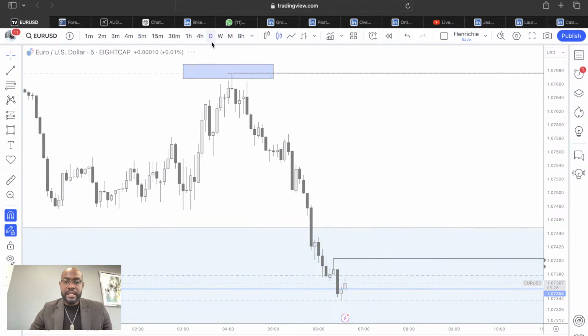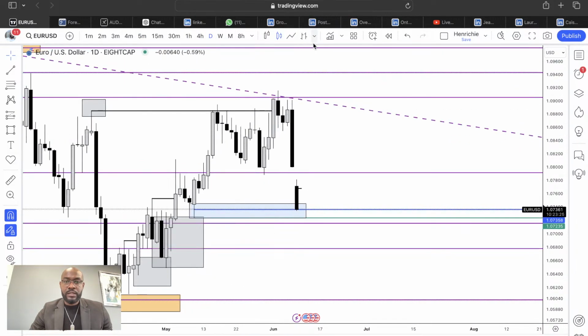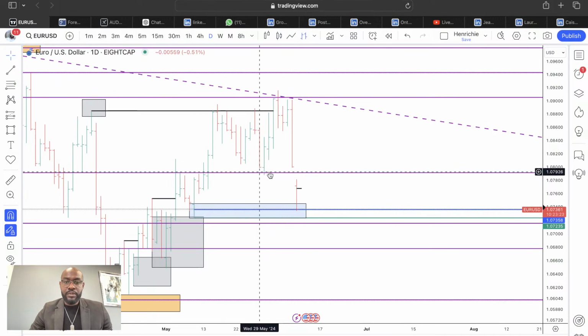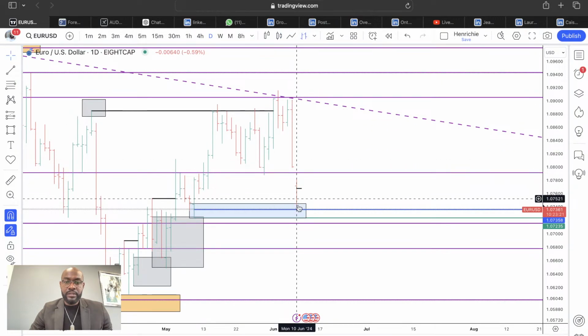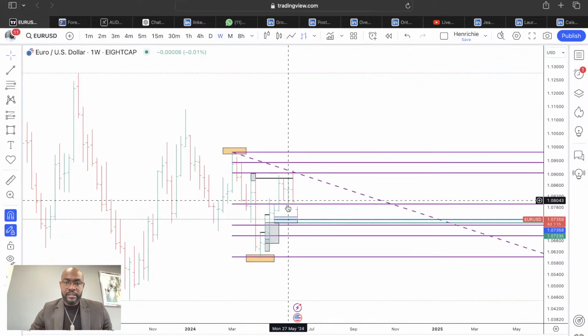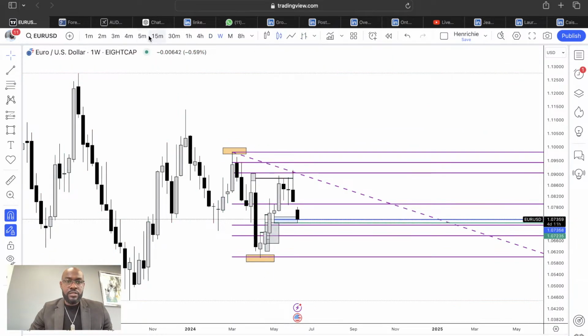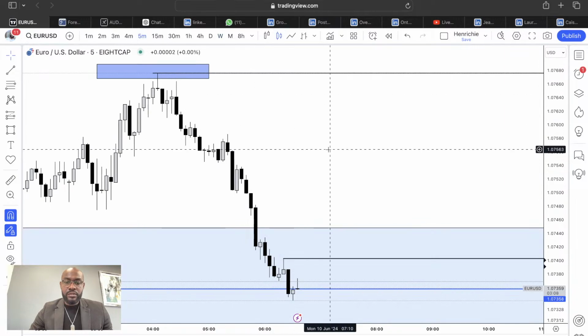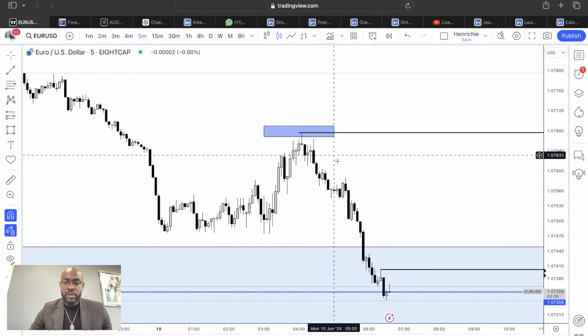So let's look at daily. We want to see the daily open. This is the daily open. Price went to the downside, mitigated this position. If we're looking at the weekly open, price went to the downside. So that is my analysis on Euro US dollar.